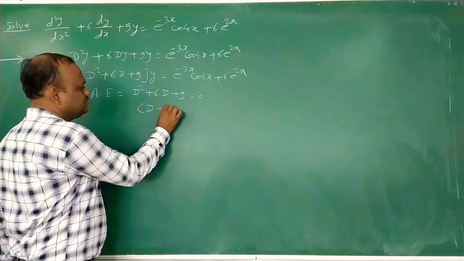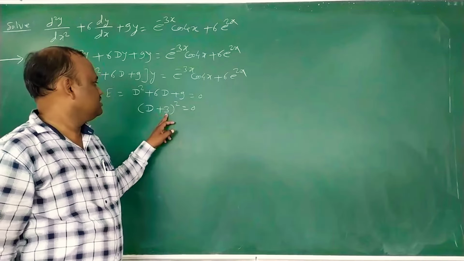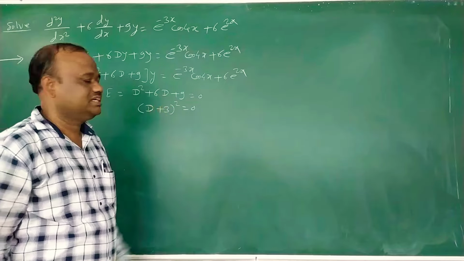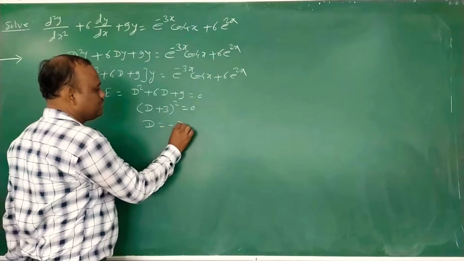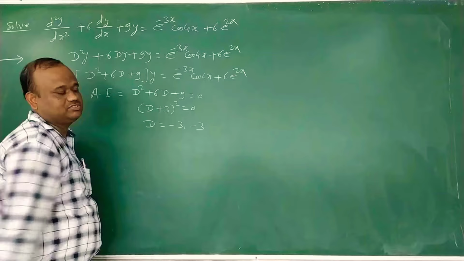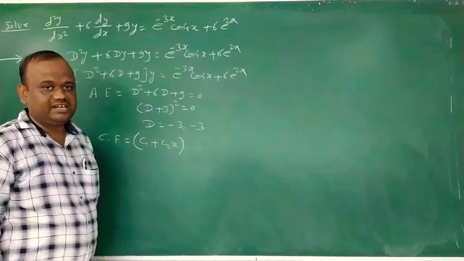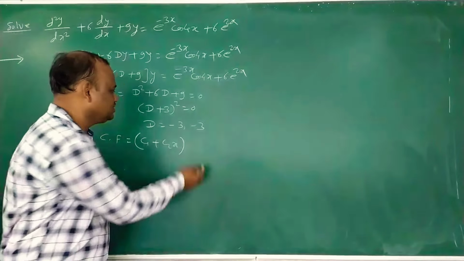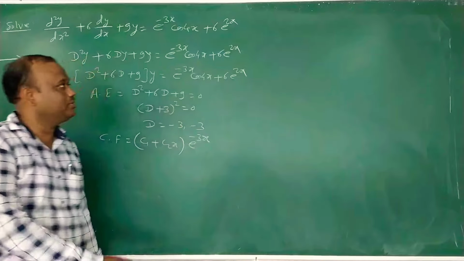So this is the perfect square of (D + 3) using (a + b)². 3 plus 3 is 6 and 3 into 3 is 9. So (D + 3)² = 0 means D = -3, -3, two times. So the roots are real and repeated. How do we write CF here? CF is (C1 + C2x) into e^(m1 x), that is e^(-3x). So this is the complementary function.